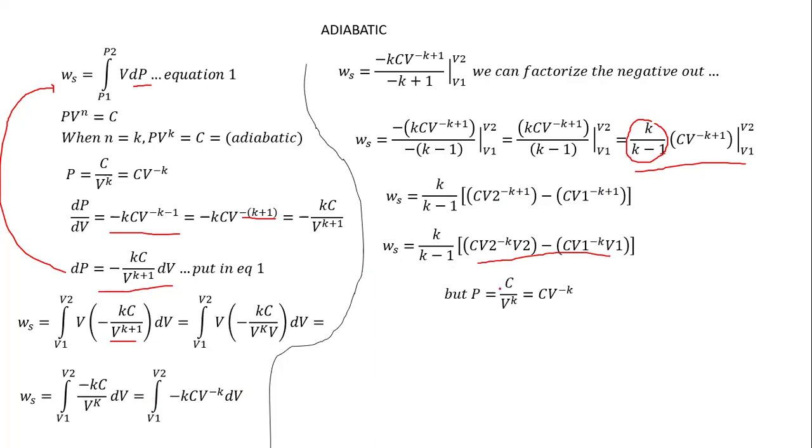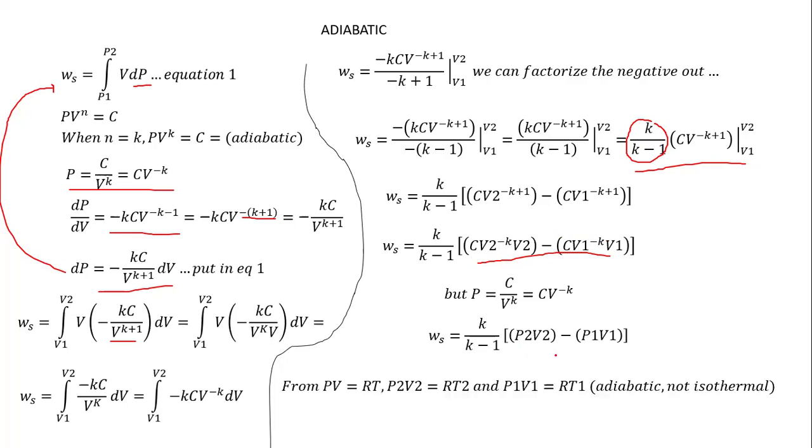Then we also know that from what we said, p was equal to c over v to the power k. That's what we said at the start, right? So everywhere I see cv to the power minus k, I can replace it with p. So if it is cv2 to the power minus k, I can replace it with p2. And then cv1 to the power minus k, I can replace it with p1. So that's what we've just done here.